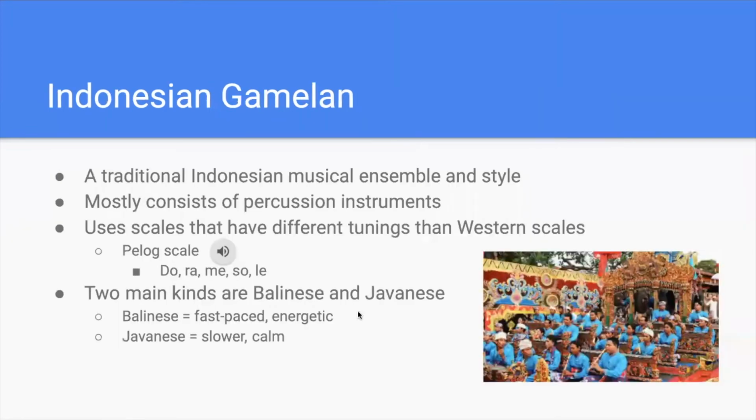Next, I'm going to teach you about the Indonesian gamelan. The Indonesian gamelan is a traditional Indonesian musical ensemble and style, and it mostly consists of percussion instruments. It uses scales that have different tunings than Western scales. So an example scale we have is the Pelog scale.